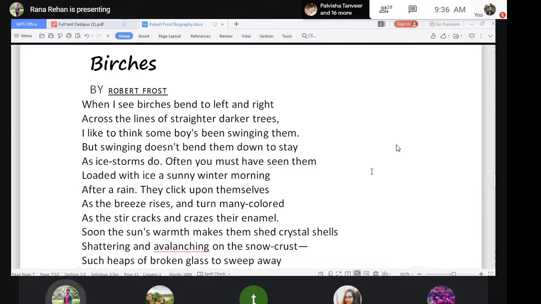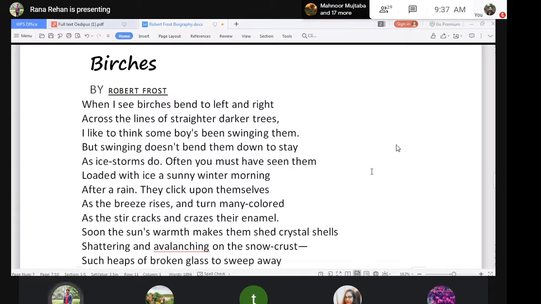Okay, so when I see birches bent to left and right across the lines of straighter, darker trees, I like to think some boy has been swinging. Maybe he is not the same now, he is an adult, grown up, and he would like to see his past once again. He thinks about the possibility that this birch tree has been swung by a boy in young age, because adults usually do not do this; it is the play of children to swing over the branches of trees. Many of you, including me, used to do this when I was a child.